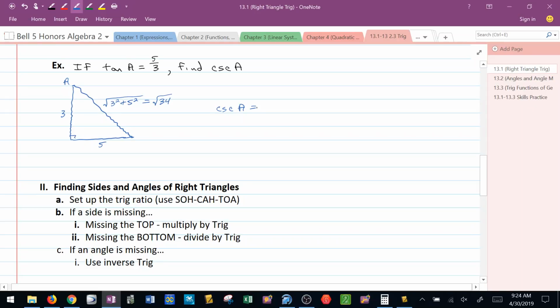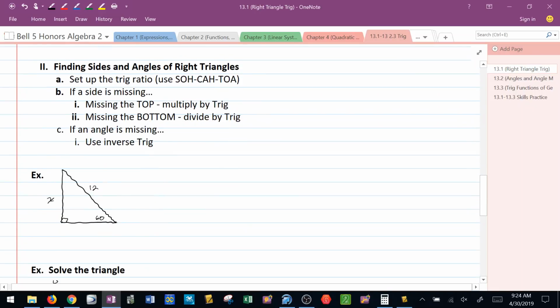I know that sine is opposite over hypotenuse. Therefore, this has to be hypotenuse over opposite. The hypotenuse is the square root of 34. The side opposite of A is 5. And there's the cosecant of A: square root of 34 over 5.